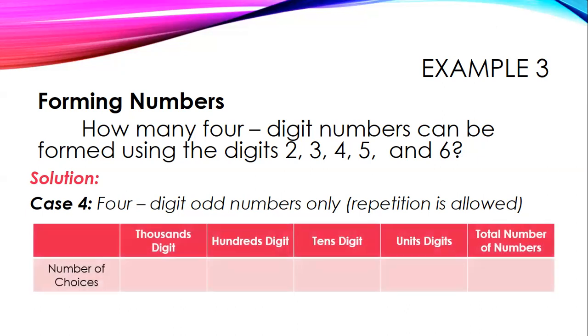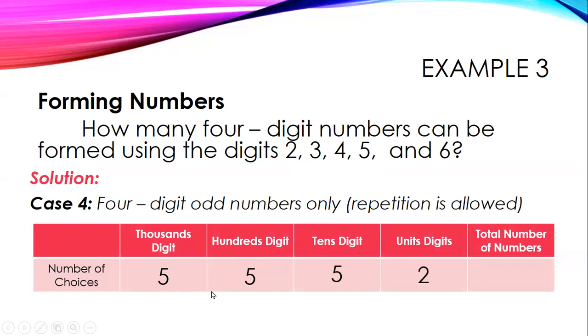So let's have thousands digits. How many choices do we have? We have 5. Hundreds digits. How many choices do we have? We have 5. Again, because repetition is allowed. And also tens digit, we have 5. So units digit, last digit. How many odd numbers are there in given? We have 3 and 5. So we have 2. Okay?